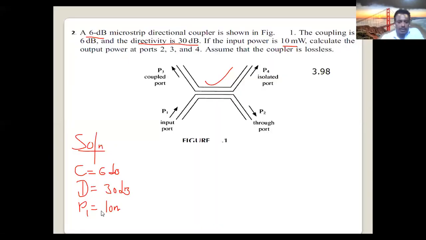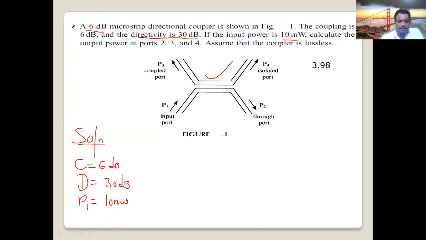Okay, so let's continue. Input power is 10 milliwatt. C is 6 dB. D is 30 dB. Input power P1, you see, we apply 10 milliwatt signal from port 1. Now, the signal will transmit directly to port 2, the through port or direct port. But the signal is also transferred to another transmission line, and it will go in 2 directions, P3 and P4.